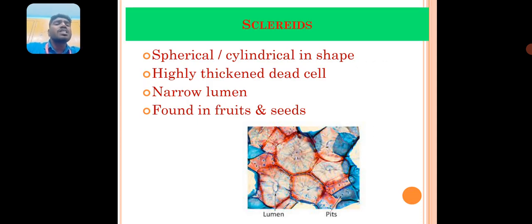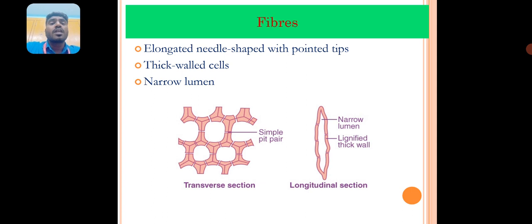Sclereids are spherical and cylindrical in shape, highly thickened dead cells. They have a narrow lumen and are found in fruits and seeds. Fibers are elongated, needle-shaped with pointed tips. These are thick-walled cells with a narrow lumen.